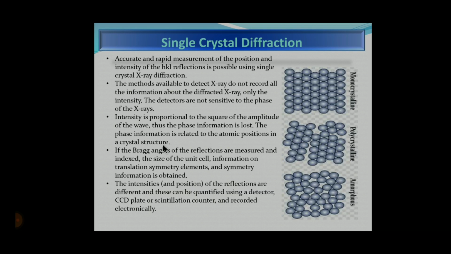And finally, the intensities and positions of the reflections are different, and these can be quantified using a detector or a CCD plate. CCD means charge coupled device. CCD plate or scintillation counter, or it can even be recorded electronically, right? So during an XRD analysis of a solid crystal, it can be recorded using all these methods. Okay, next is powder diffraction, which is another method for diffraction.